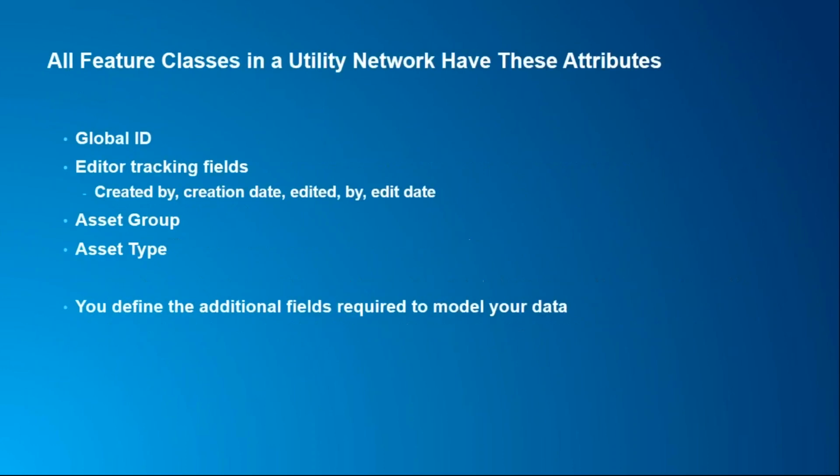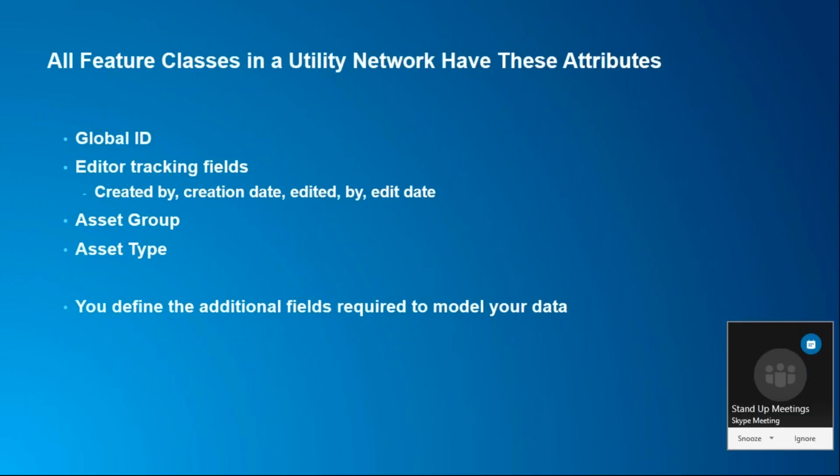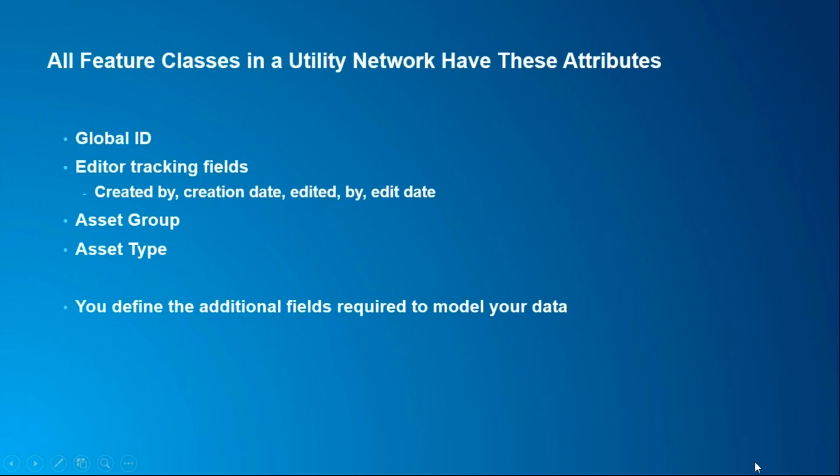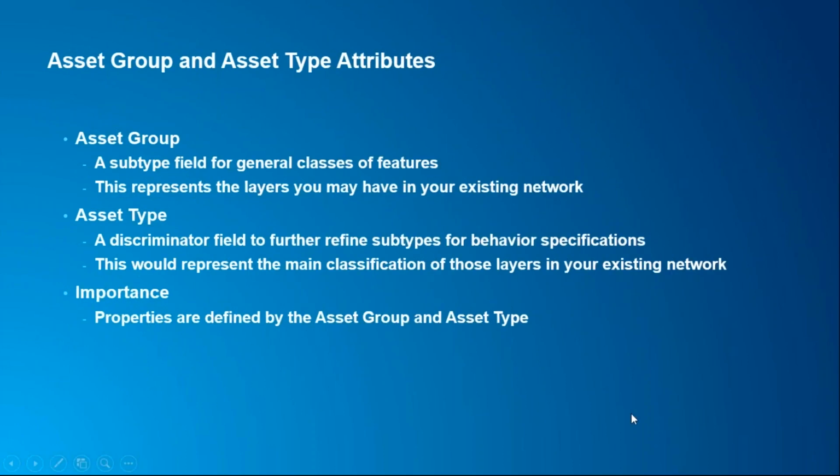Now, if we look at the feature classes and how we can start modeling our utility data in this set of predefined classes, there's a certain set of fields that are key, and these are your asset group and asset type fields. You can add any additional fields you want, but this is going to allow you to model and represent all your different devices and assets. These are really important concepts to understand. Not only do they let us model the feature classes and all the different devices, they also let us define all the different properties of the utility network.